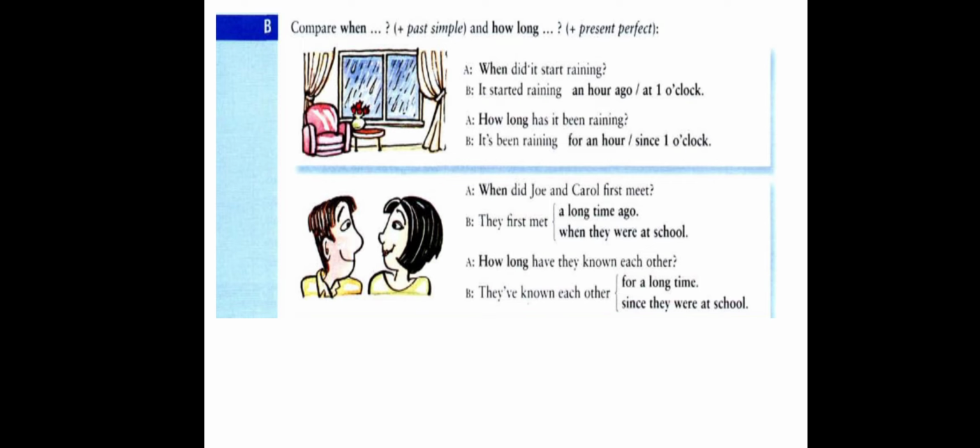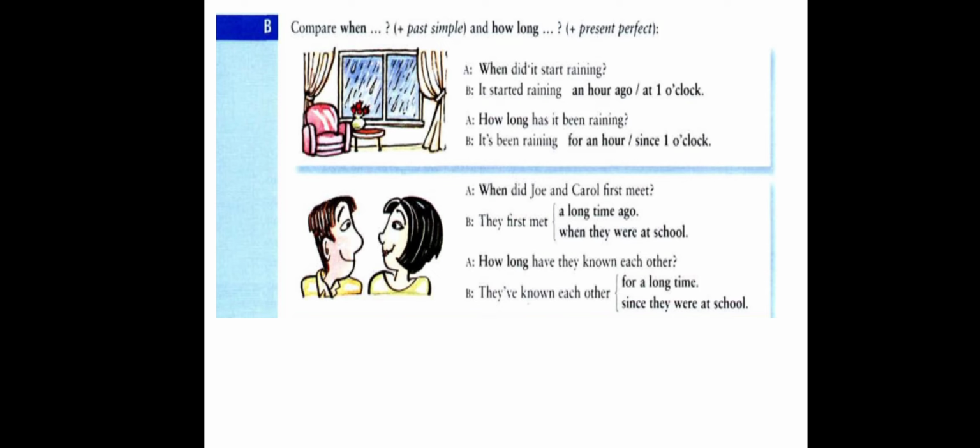When did Joe and Carol first meet? The question here, when is followed by did. That means we ask about a past action. We ask about past simple, the time of the past simple. So we use when in the question, so it becomes, when did Joe and Carol first meet? A suggested answer here is, they first met a long time ago. Met here is past simple. You find here in the answer ago, that indicates past simple. They first met when they were at school.